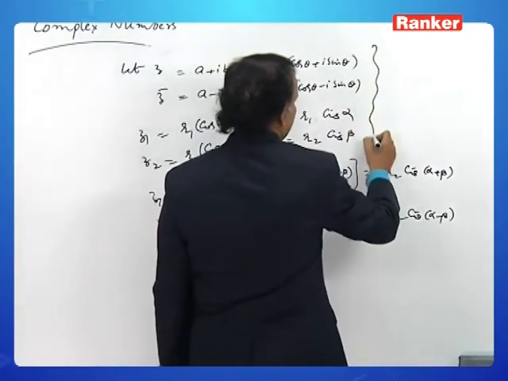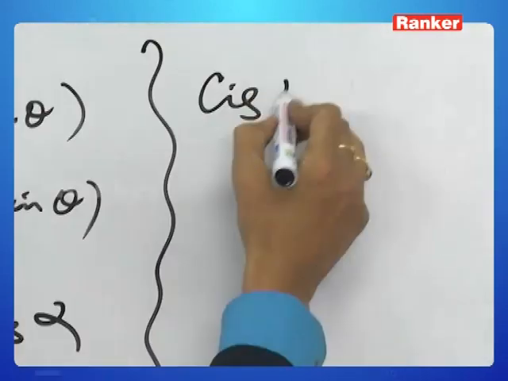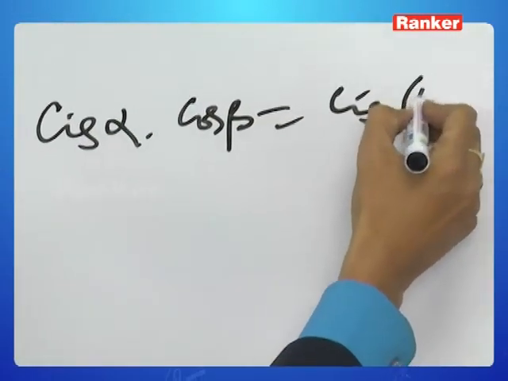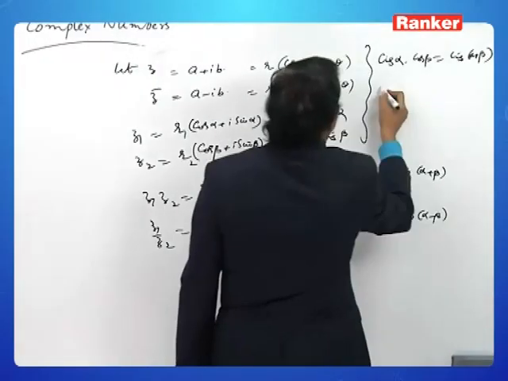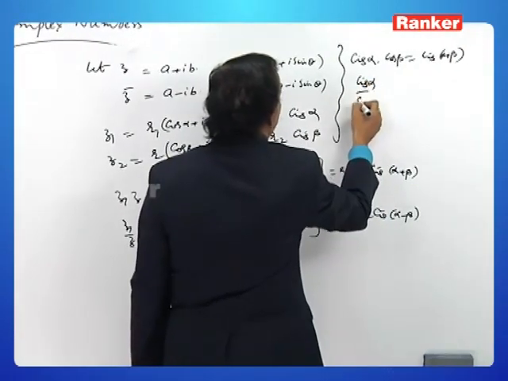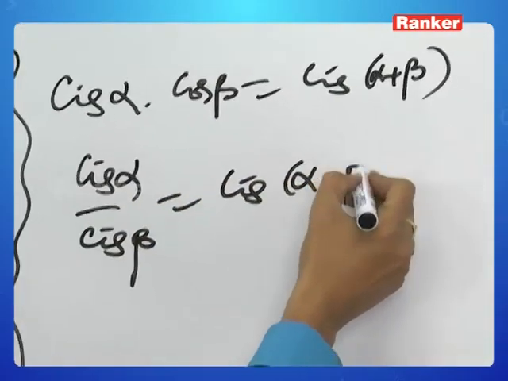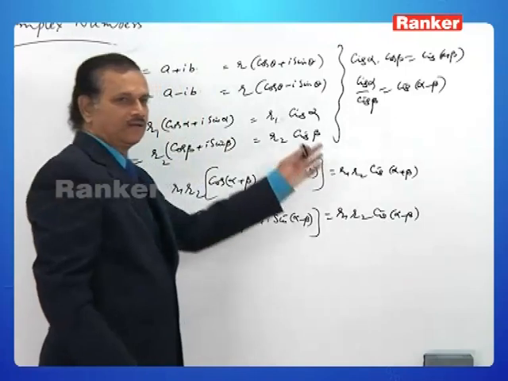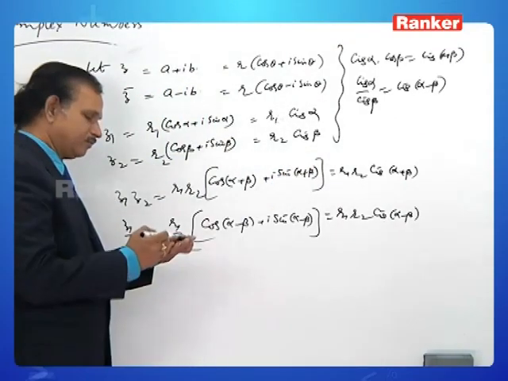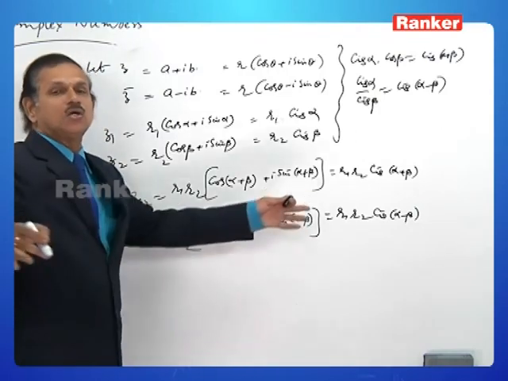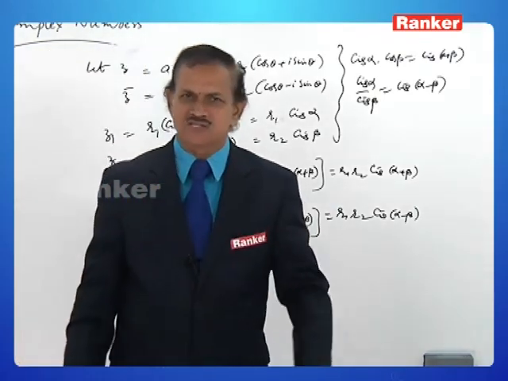What are they? Cis alpha into cis beta. What is that? Cis alpha plus beta. Cis alpha by cis beta. What is that? Cis alpha minus beta. By making use of those two things, we are able to have it. And what is the inference? What is the conclusion that you can make by observing these things?